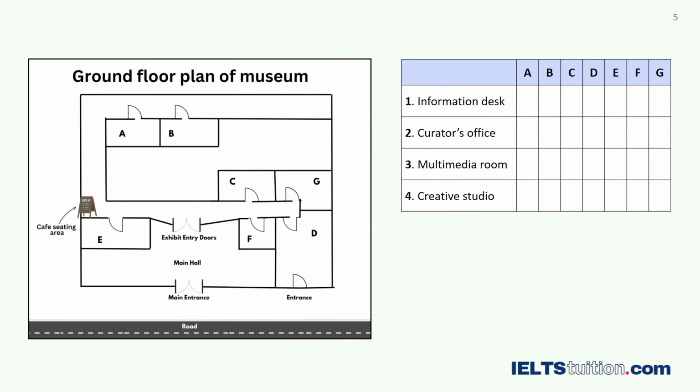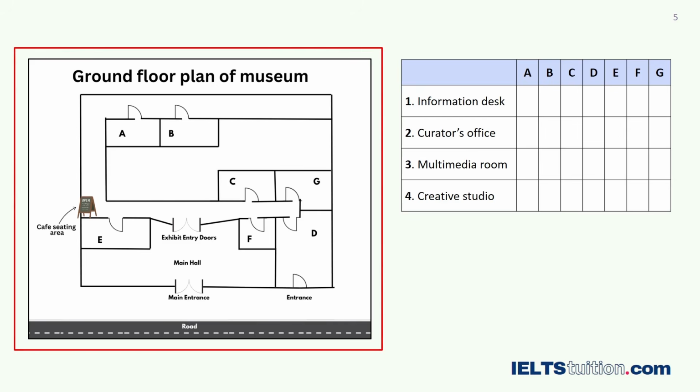In your exam, you might get a labeling question that looks like this. You will have some time to go through the plan before the audio starts. The first thing you should do is to quickly familiarize yourself with the plan. At the top of the image, it says that this is a ground floor plan of a museum. Then, if you look at the plan, you can see certain things are labeled here.